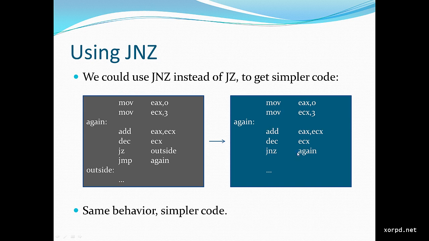In this example, we only jump to the again label if ECX is not yet 0. So we keep the loop as long as ECX is not 0, and at the moment when decrease ECX results in the value of 0, we don't take the jump, and the flow just continues as usual, and we exit the loop. This is a bit of a cleaner formulation for the loop.